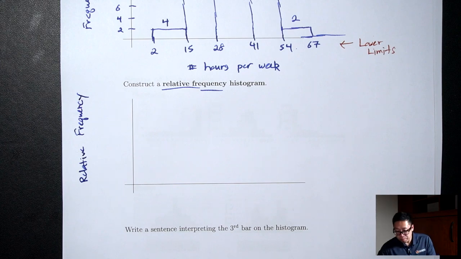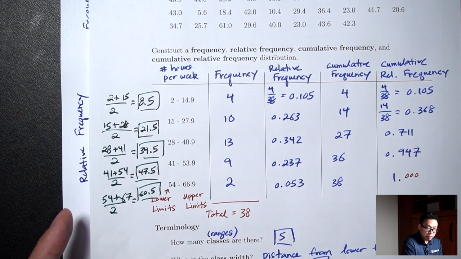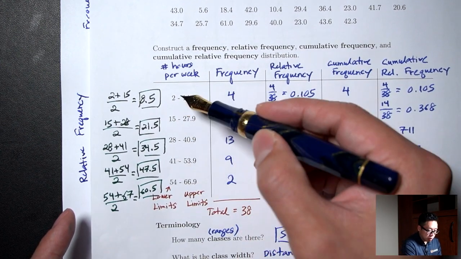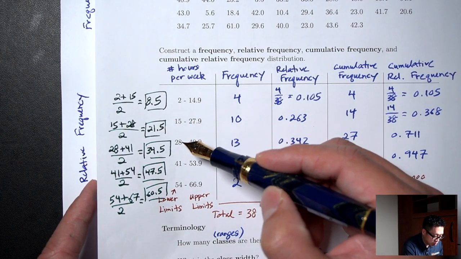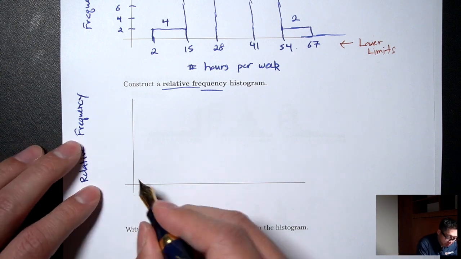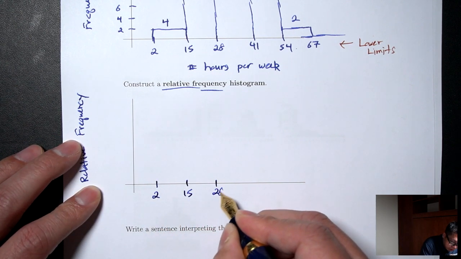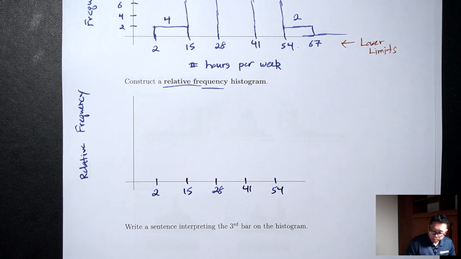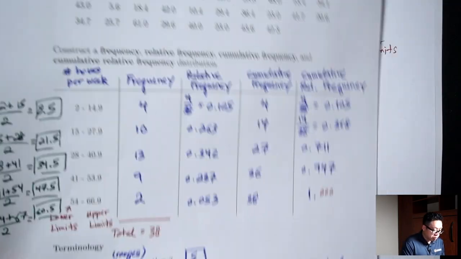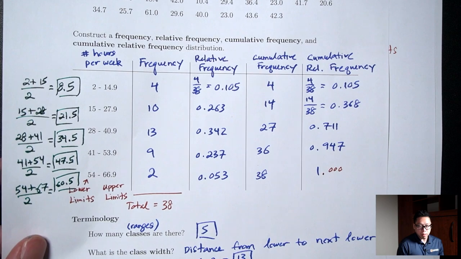This is situation two, where I have grouped data, which just means that the data is broken up into ranges. In this situation, we're going to put just the lower limits on the x-axis. So these are 2, 15, 28, 41, 54. And then relative frequency, these are my decimals here. And I number them the same way at all times.